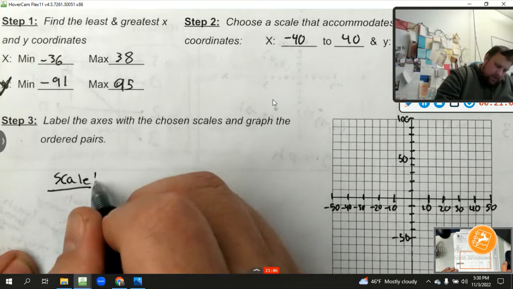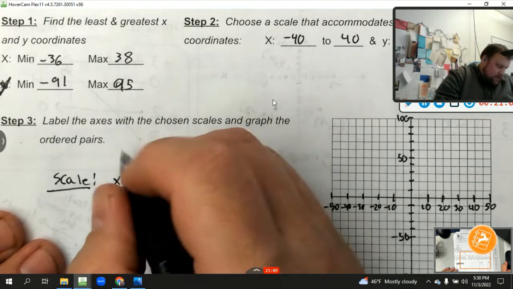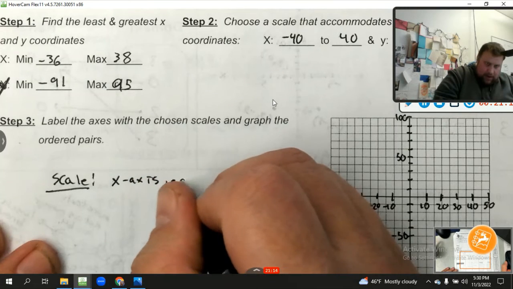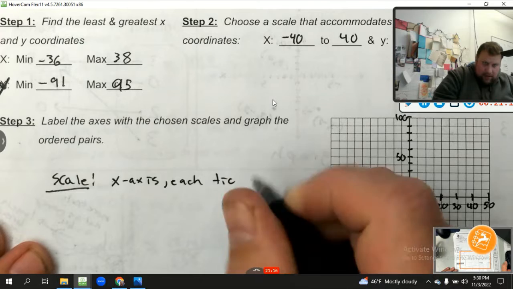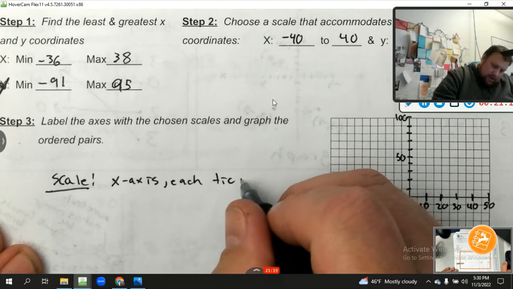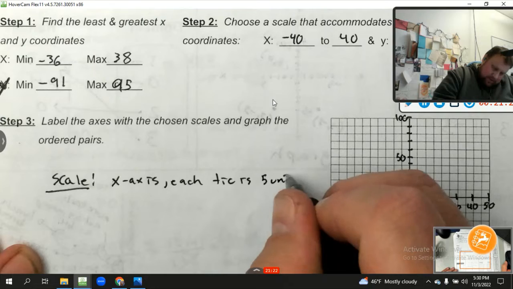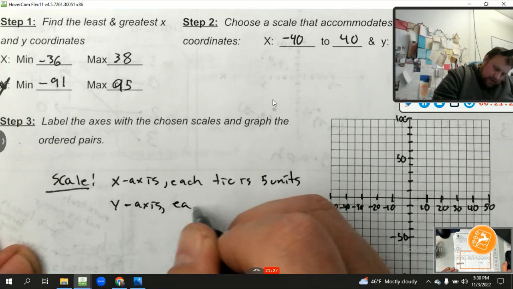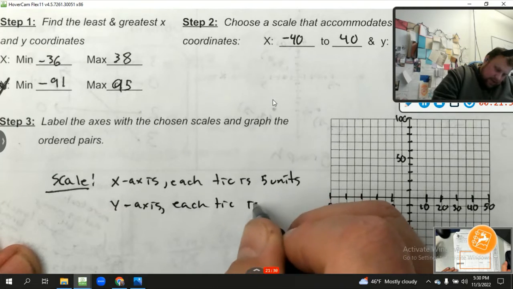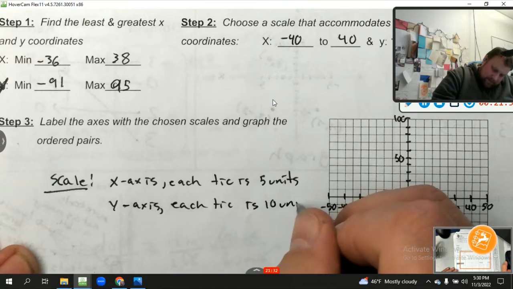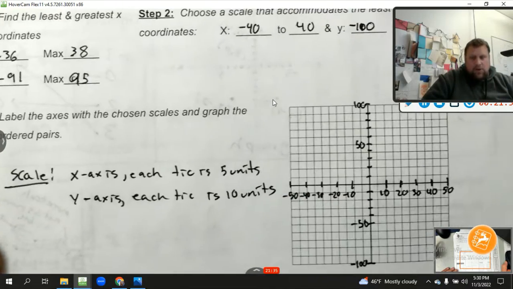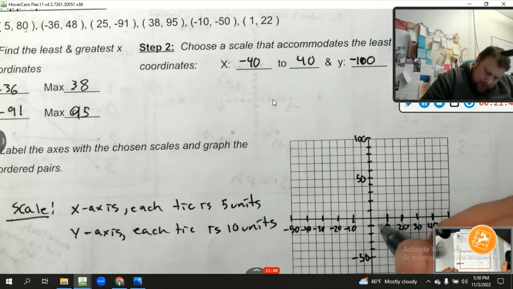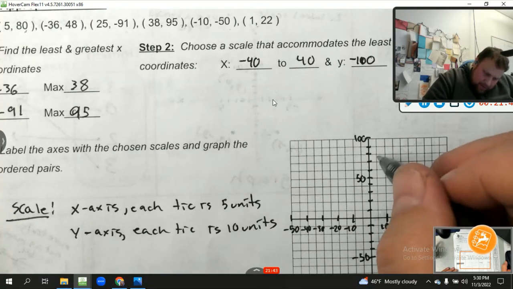So our scale, if I were to write down our scale for this, our scale in the x-axis, each tick is 5 units. In the y-axis, each tick is 10 units. Now let's graph. We're going to have to estimate a little bit, but we'll do our best. The first one says 5, 80, so I'm going to go out 5 and then up to 80.